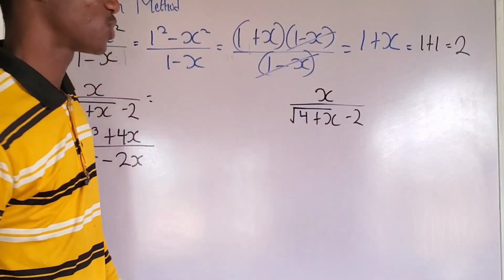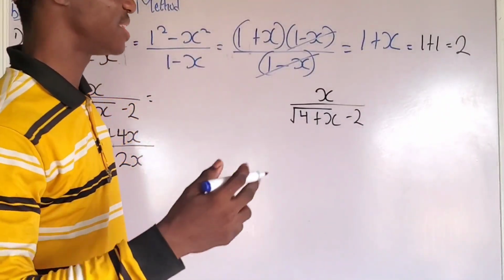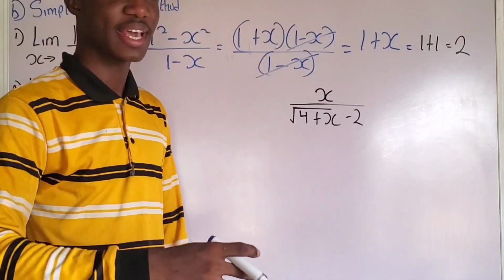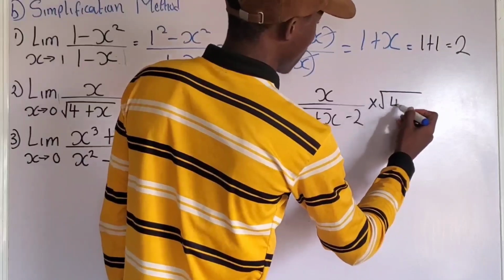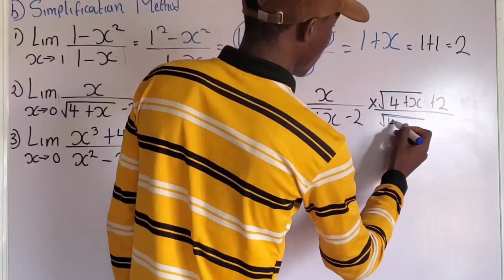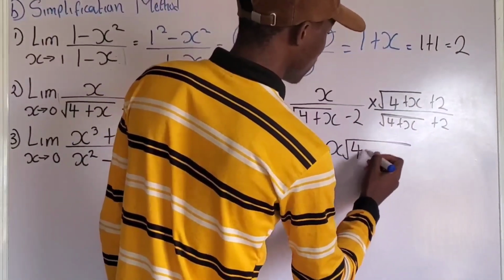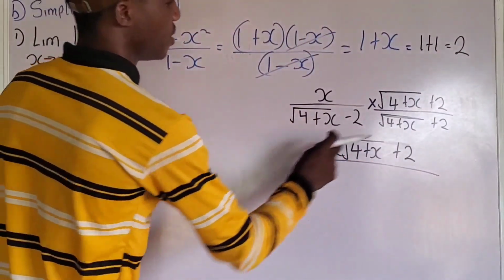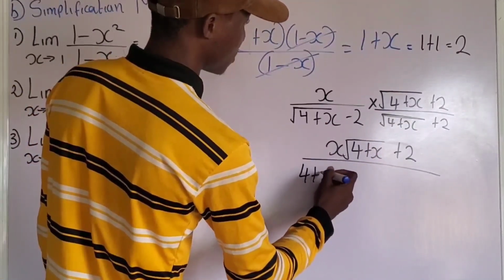You understand? You should have been familiar with this. You have to multiply both the numerator and the denominator by the conjugate. The conjugate of the denominator is root of 4 plus x, plus 2. So I'm going to multiply both the numerator and the denominator by root of 4 plus x plus 2, all over root of 4 plus x plus 2. For this, I'm going to have x times (root 4 plus x plus 2) all over, now root 4 plus x multiplied by root 4 plus x, that will be what? 4 plus x.